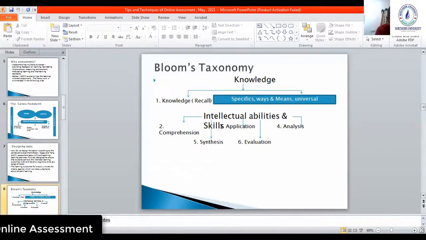As far as comprehension is concerned, the student also has to translate what he is able to comprehend, interpret what he is able to comprehend, and also extrapolate to the situation or the scenario that has been given by the teacher. So this is as far as comprehension is concerned. The next most important thing is application.